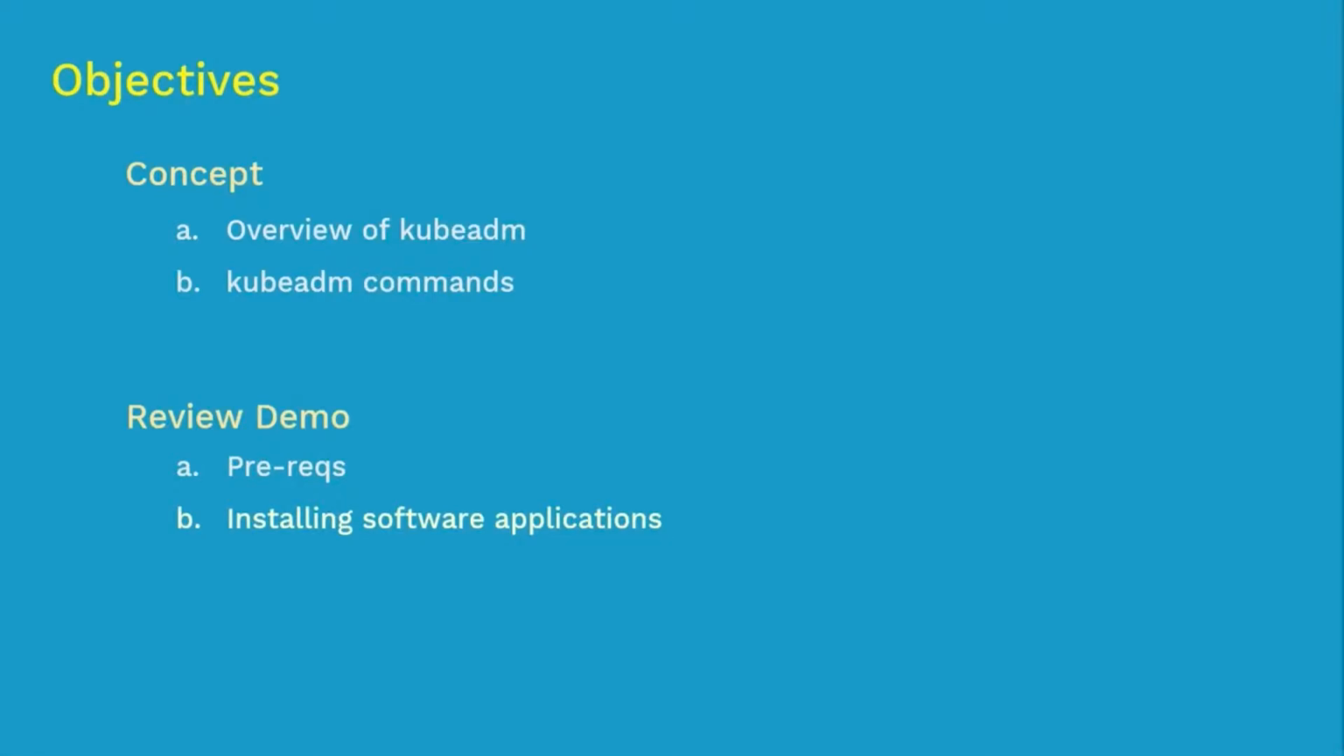After that, we will configure the Kubernetes master node. Then we will configure the Kubernetes worker nodes and join the worker nodes to the cluster. And finally, we'll test and validate the entire setup. So that's section 2.